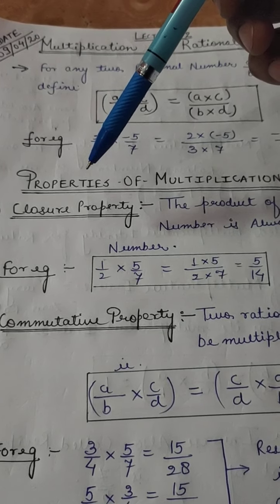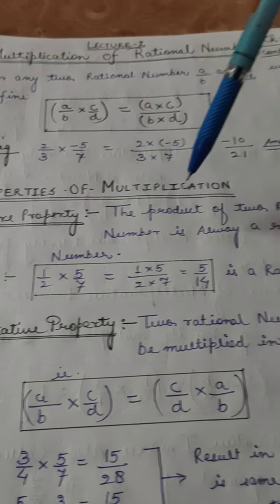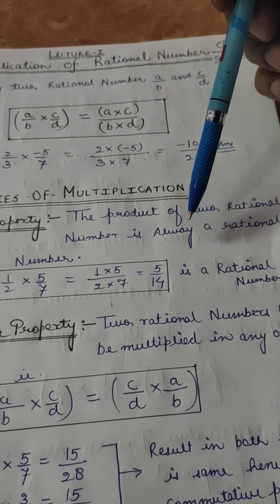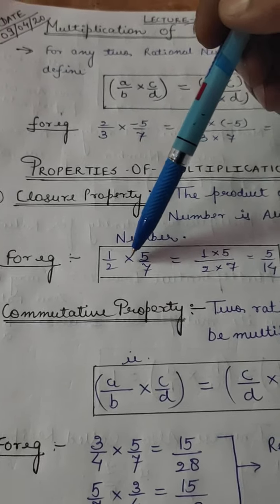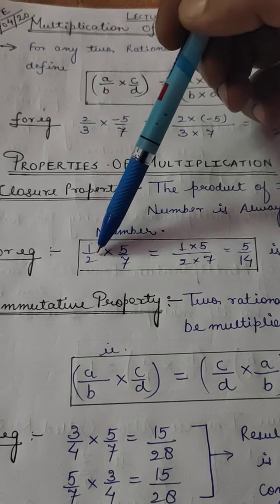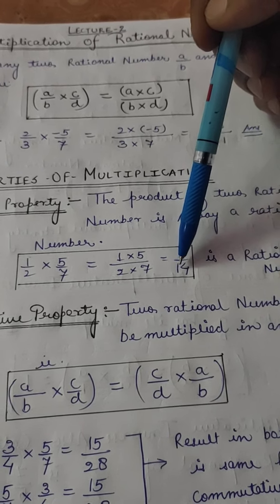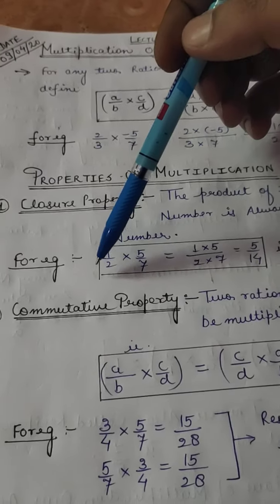Next comes the properties of multiplication. The first property is closure property. Closure property states that if we multiply two rational numbers, then their result is always a rational number. For example, here we have multiplied 1 by 2 and 5 by 7. So what is the result? 5 by 12. 5 by 12 is also a rational number.